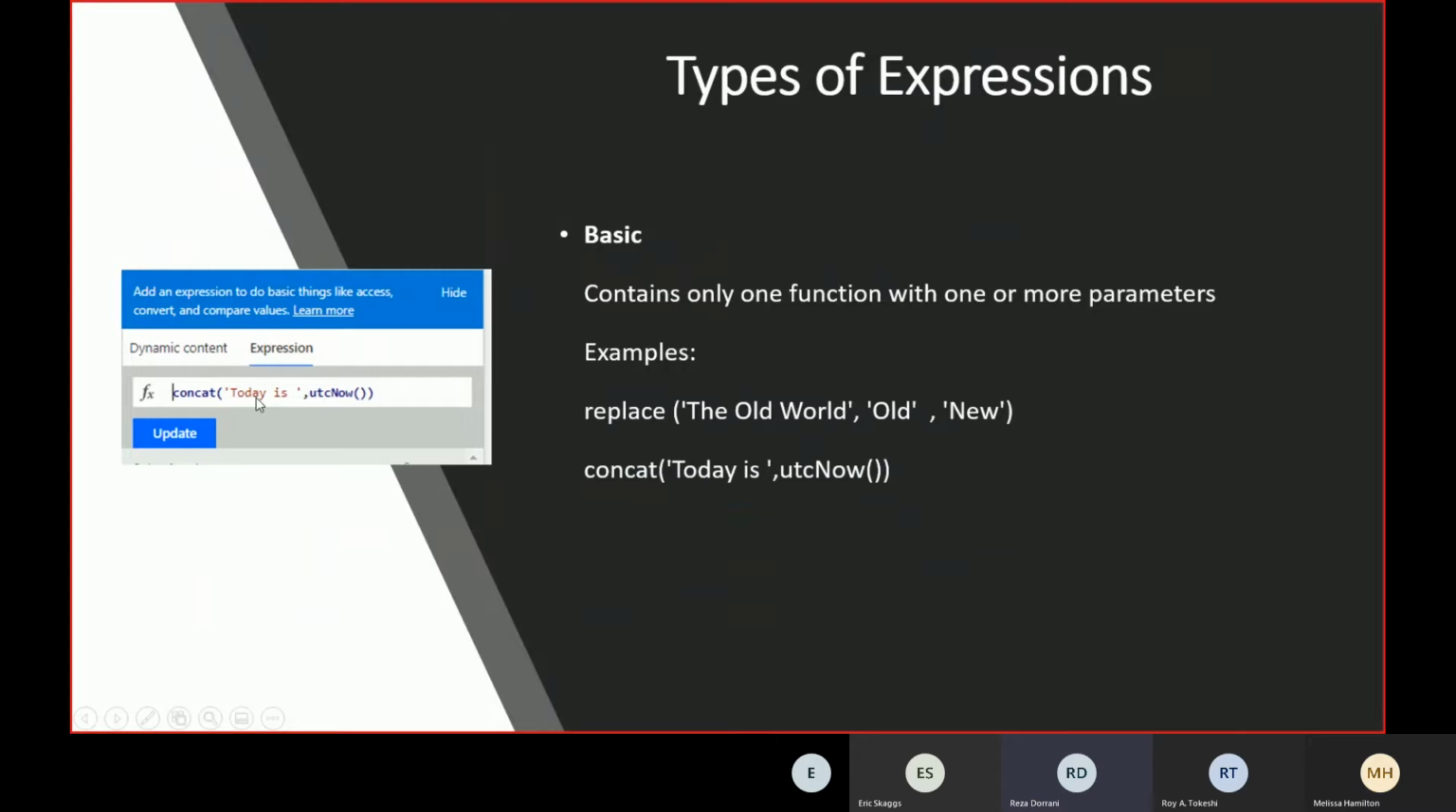Another example, as you can see in the screenshot on the left-hand side, we are using the concat operation. We are concatenating the text "today is" with UTC now, which will provide you the current date and time in UTC format. Again, I'm using one function called concatenation, and I'm using multiple parameters associated with my concat function. So whenever we use one function, that's called a basic expression. That's the first type of expression that we are using here.